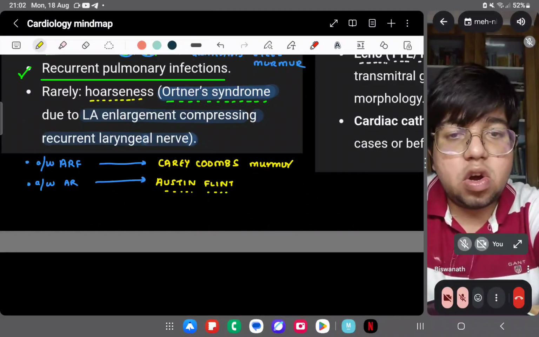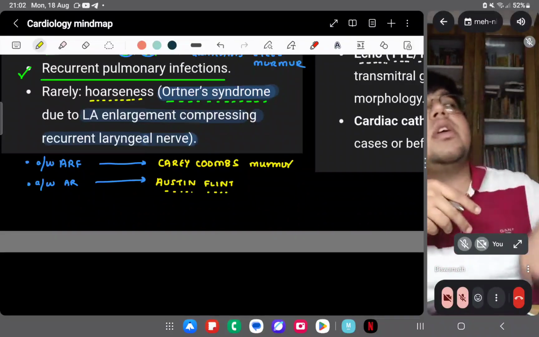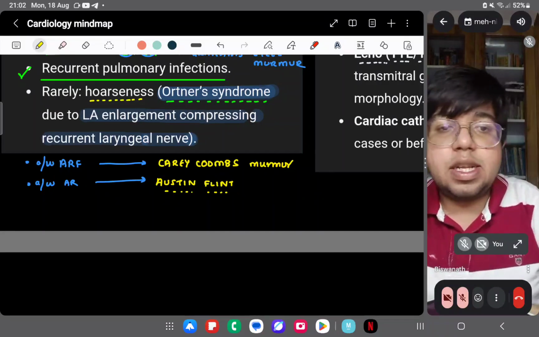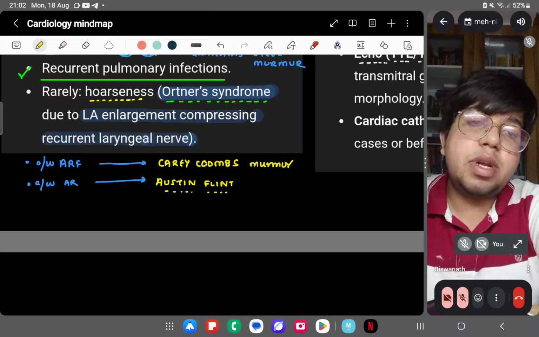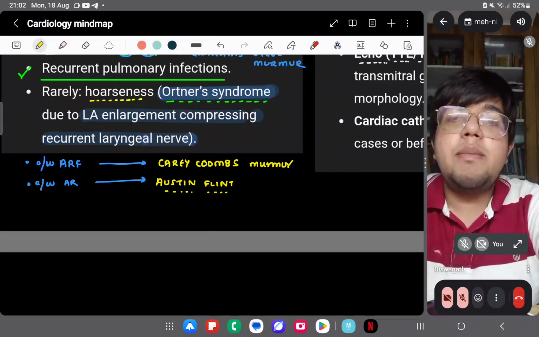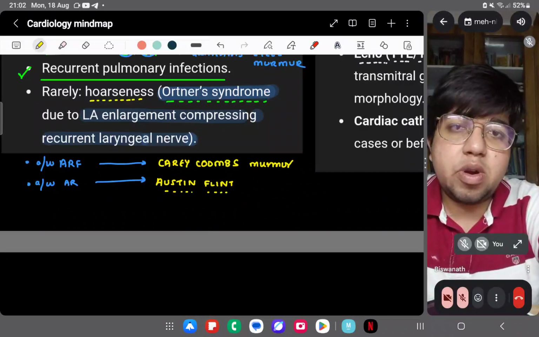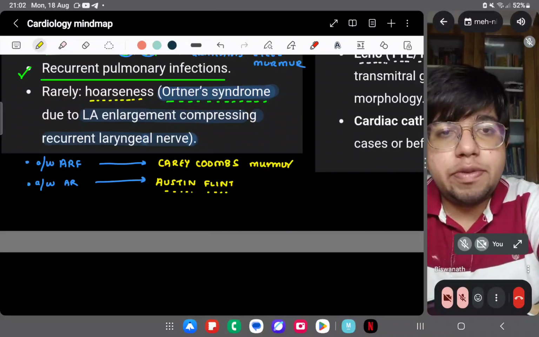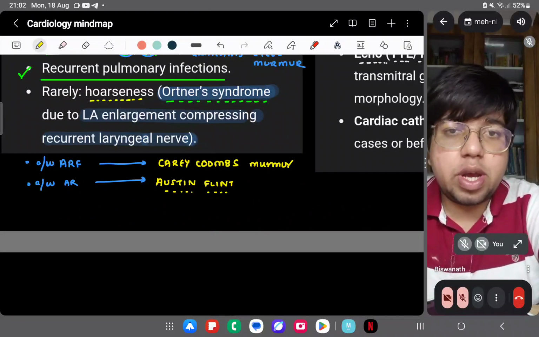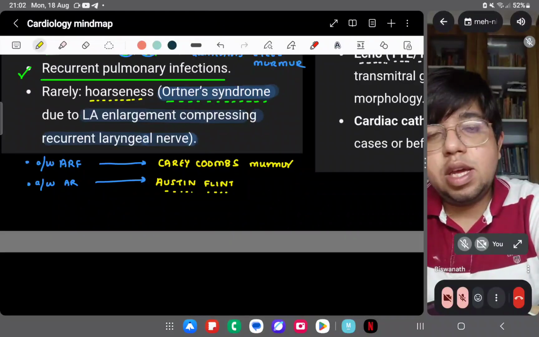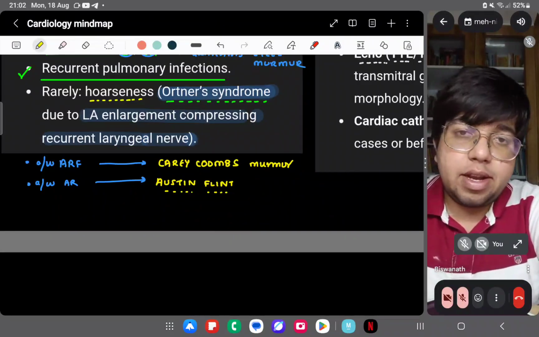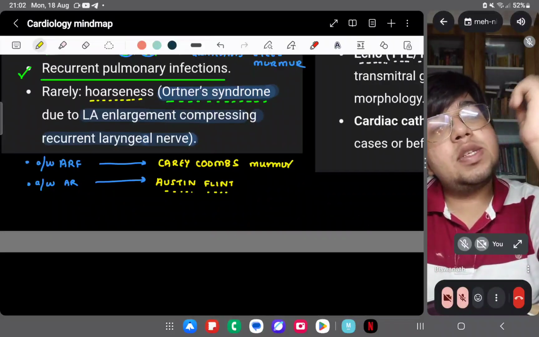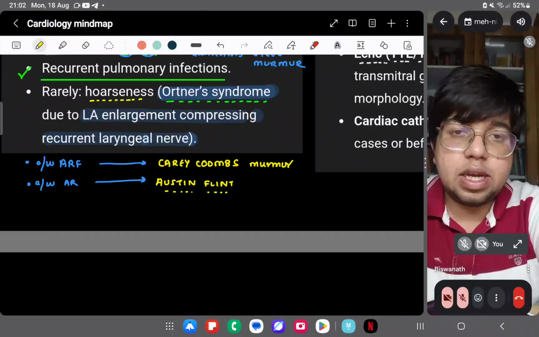You can hear it also. Basically, Austin Flint murmur is generally of sinus rhythm. In this mitral stenosis murmur you have atrial fibrillation related, but in Austin Flint murmur there is a sinus rhythm murmur. If you know the difference between MS and AR, it's very easy. In mitral stenosis S1 will obviously be loud, but in AR S1 is soft.